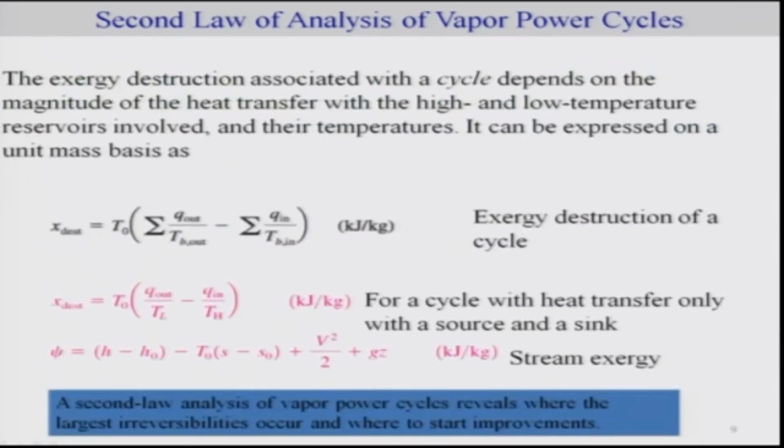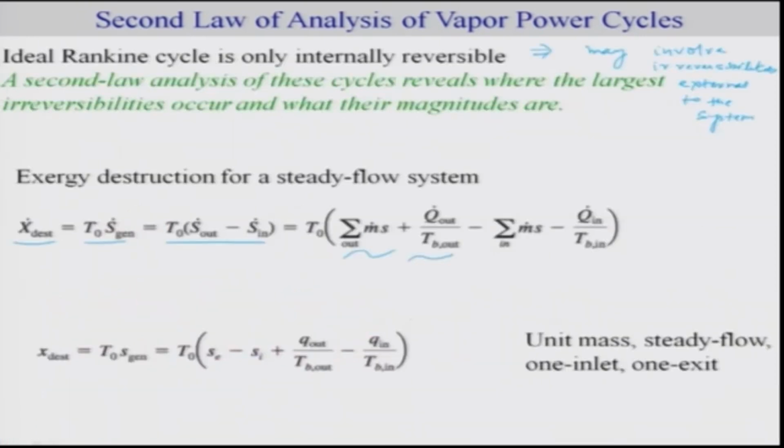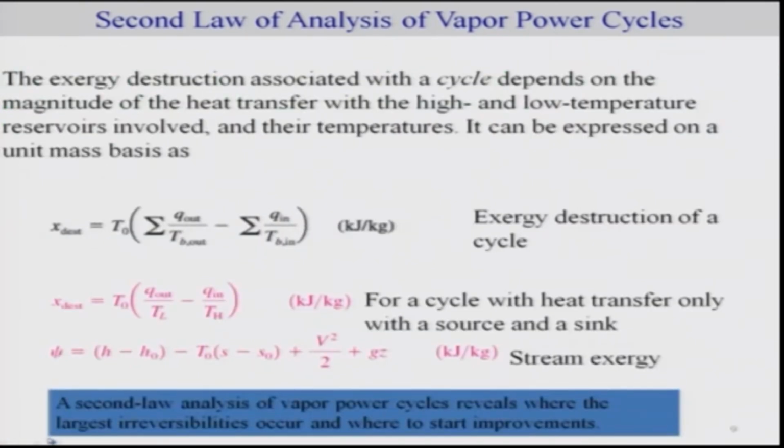Now, the exergy destruction depends, of course, on the heat transfer. So, this was for a given flow system. Now, if you consider a cycle, this will be the expression for the cycle, where we are considering the heat transfer out as well as in, where TB is nothing but the temperature at the boundary of the system. For a cycle with only one source and a sink, you will have only one term each, Q out by TL and Q in by TH.